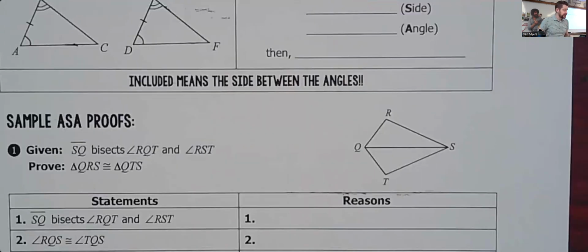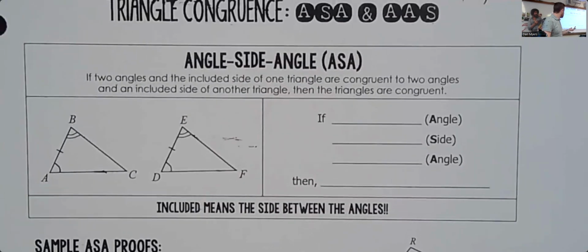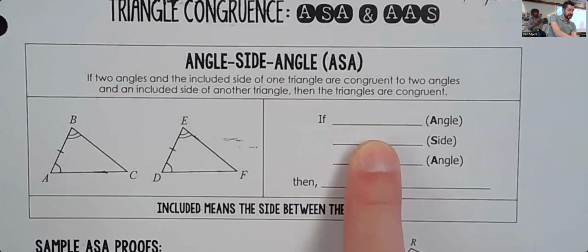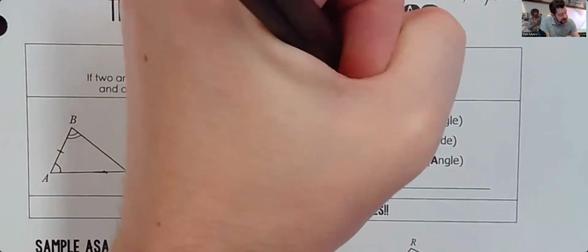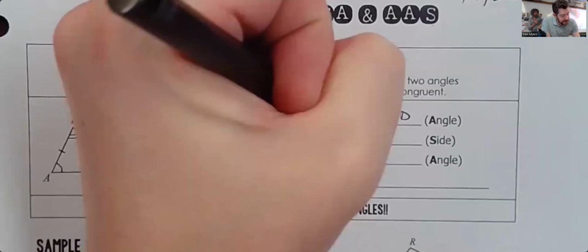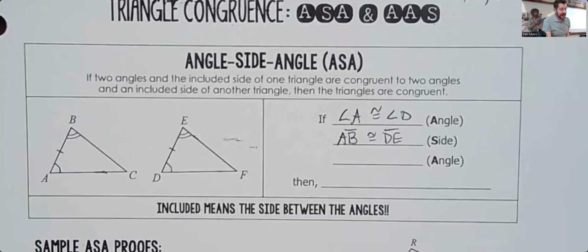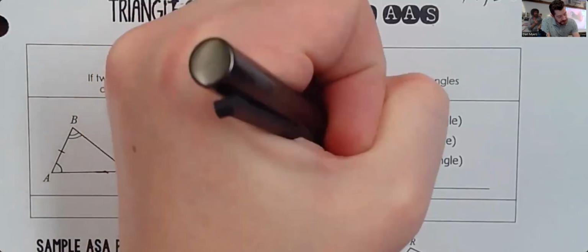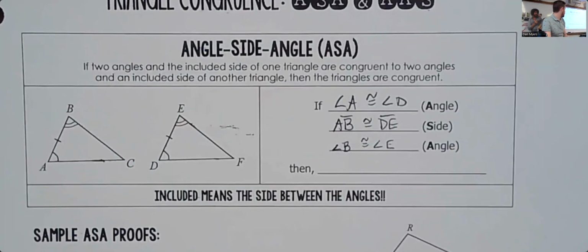All right, so let's move on to our notes here. We're just going to go ahead and fill these in. This is basically what we saw yesterday, except there are different parts now that are congruent. So this one says if, let's start with the ones that have single markings on the angles. So angle A is congruent to angle D. And then we're going to move on to the sides that are congruent. So that would be AB is congruent to DE. And the other pair of angles, angle B is congruent to angle E. Then the two triangles are congruent because of angle, side, angle.